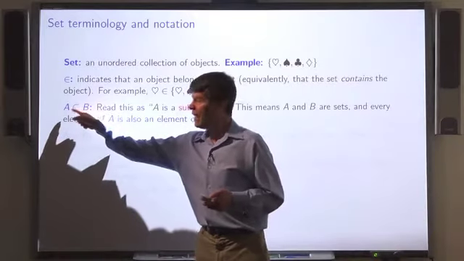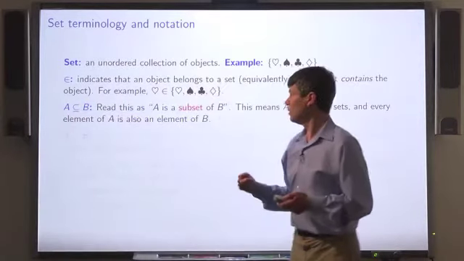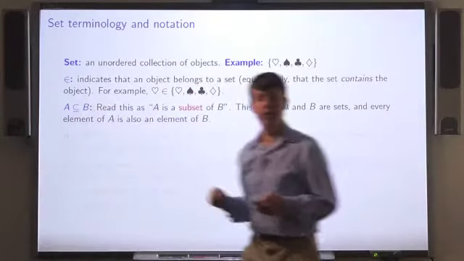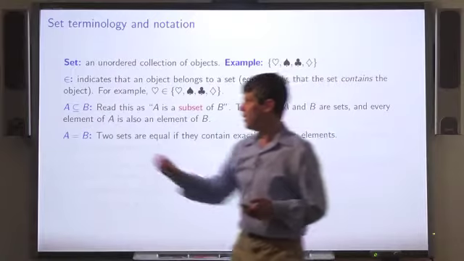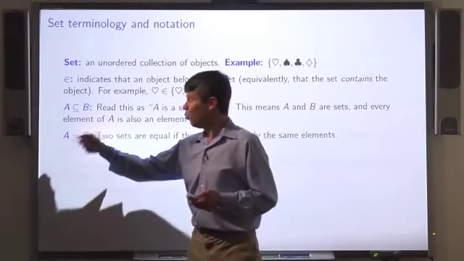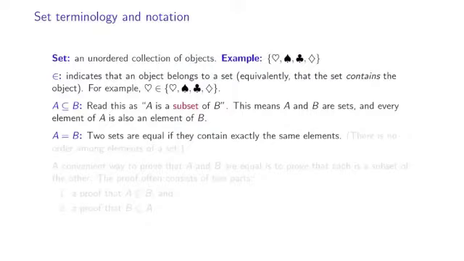This means that A is a subset of B. What that means is that every element of the set A is also an element of B. And we say two sets are equal if every element of one is an element of the other. Remember, the order doesn't matter.